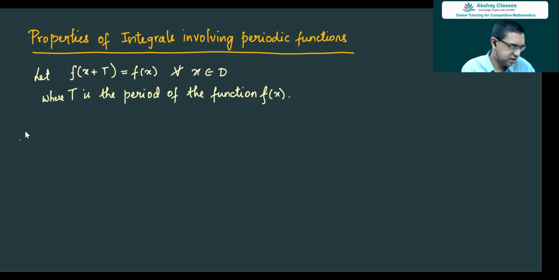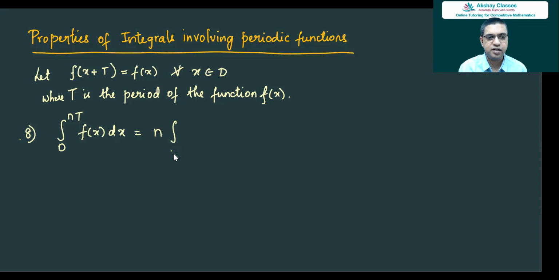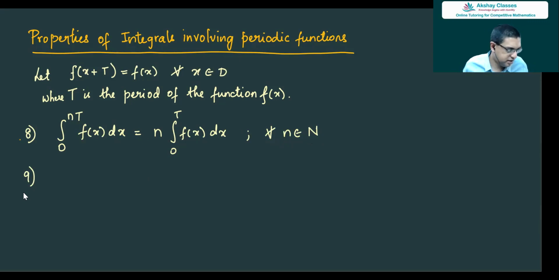Then we have these properties. We discussed 7 properties. Now the 8th one: integral 0 to nT f of x dx is equal to n times integral 0 to T f of x dx, for all n belonging to natural numbers more specifically, but it is valid for all integers also.